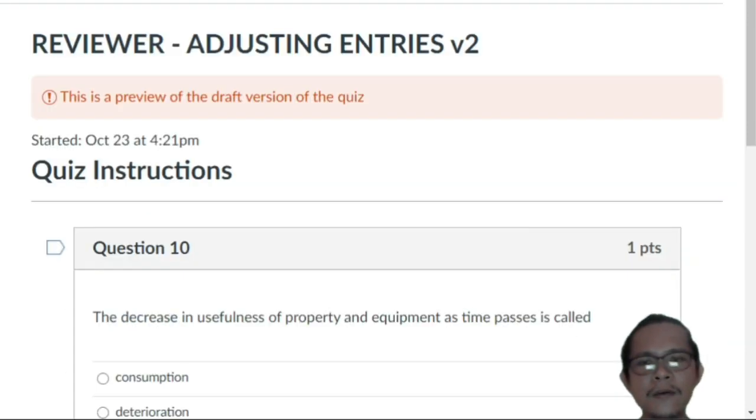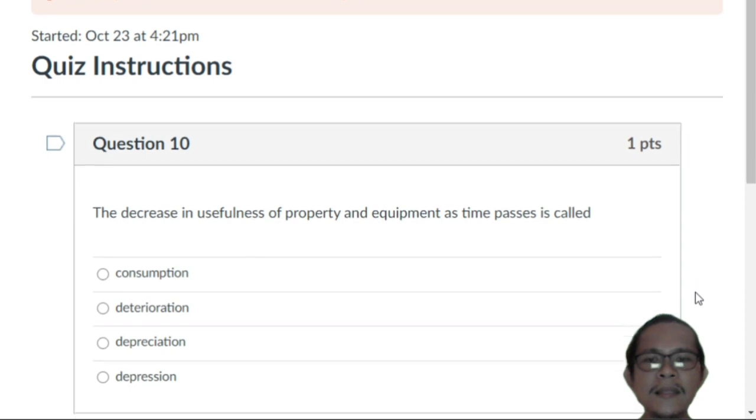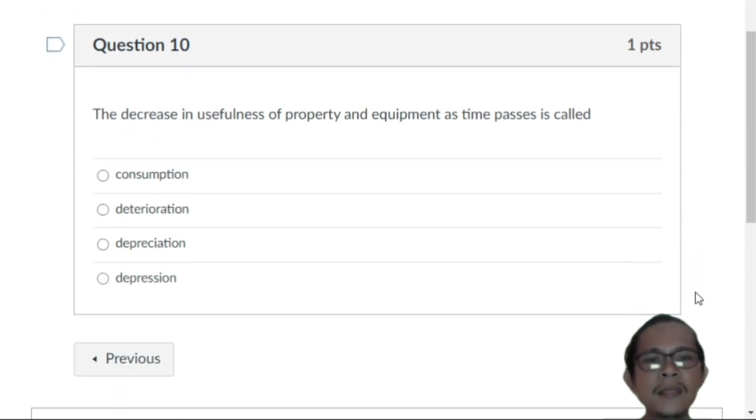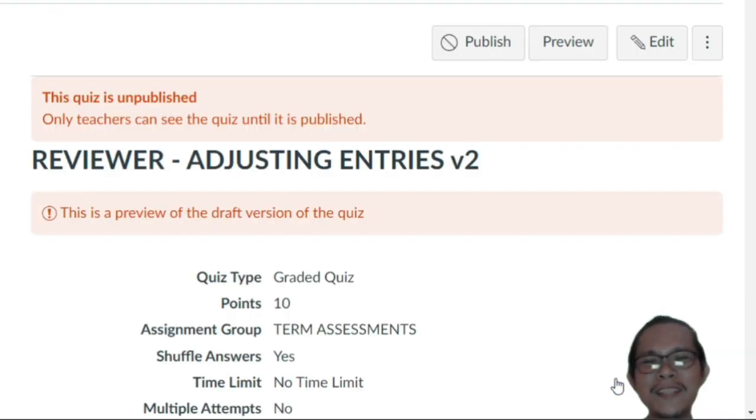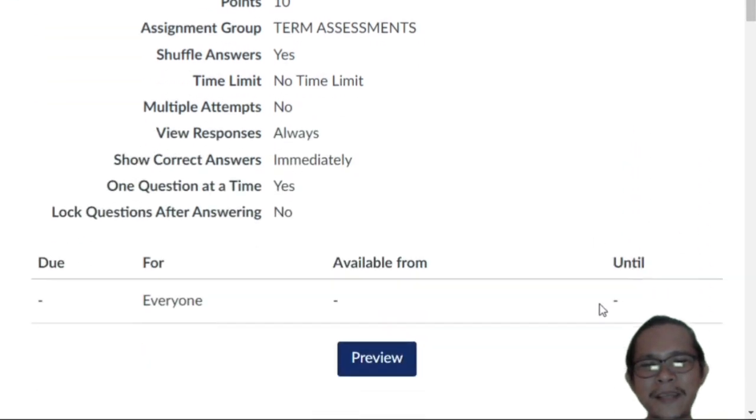Last question tayo for question number 10. The decrease in usefulness of property and equipment as time passes is called consumption, deterioration, depreciation, or depression. Yung last choice, yun yung mga sagot ng mga depressed na. Pero dapat, ito pa rin yung isagot mo. Depreciation. Okay, submit na natin yung ating mga sagot. Dapat perfect tayo dito.